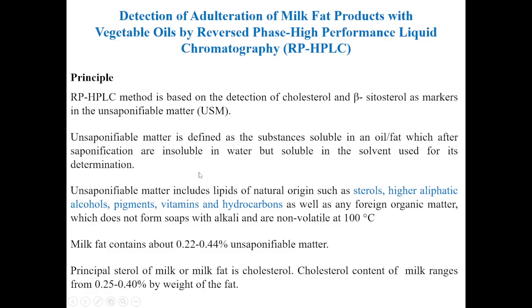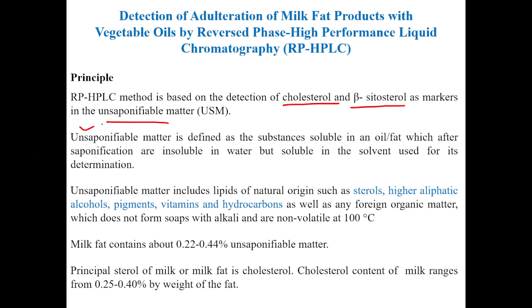The principle is based on the fact that in animal fat, or in ghee, we have cholesterol as the major sterol, whereas in vegetable oils beta sitosterol is the major sterol present. So the RP-HPLC method is based on the detection of cholesterol and beta sitosterol as markers. Beta sitosterol is a marker for vegetable oil, whereas cholesterol is a marker for animal fat, and is the major sterol in milk fat or ghee.